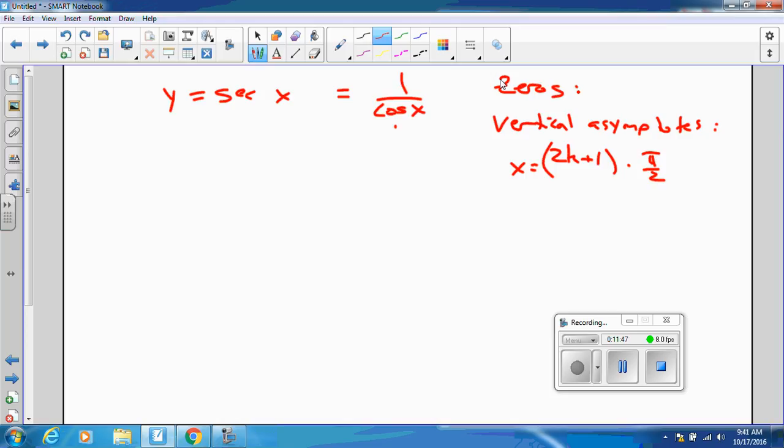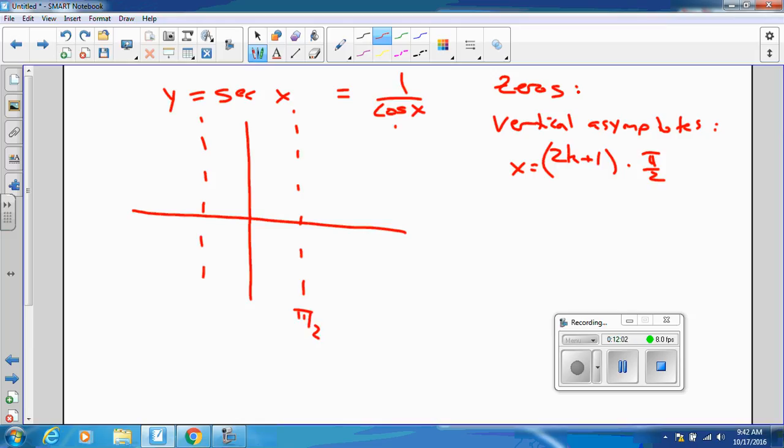Alright, so those are the vertical asymptotes. What about the zeros? There are no zeros, because the numerator is never 0. Alright. So that is enough. We can put in our vertical asymptotes. And now we're ready to start thinking about quadrants.